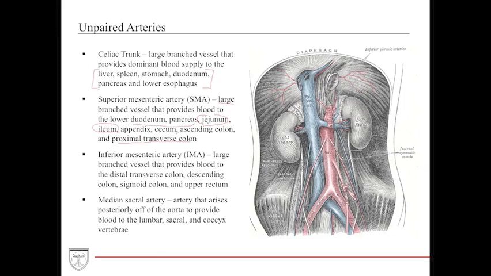The IMA, which is right here, provides blood, again, to a portion of the colon, the distal transverse, and more importantly, the anastomosis, all the descending colon, the sigmoid, and a portion of the upper rectum, where the other portion of the middle and lower rectum is provided by the blood that enters via the common iliac arteries. Then finally the median sacral artery, which branches right here. It's hard to see, tucked away, but it's right off the middle of the abdominal aorta, almost at the bifurcation, and it rises posteriorly and provides blood to the lumbar sacral and, importantly, the coccyx vertebrae itself.